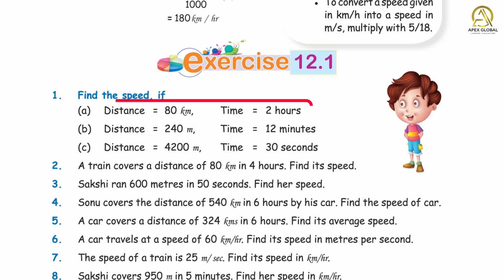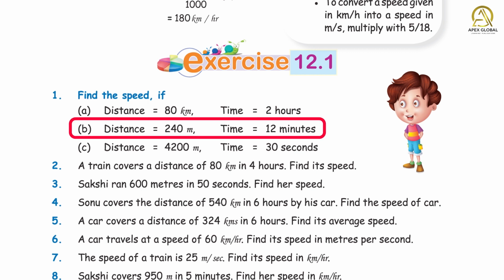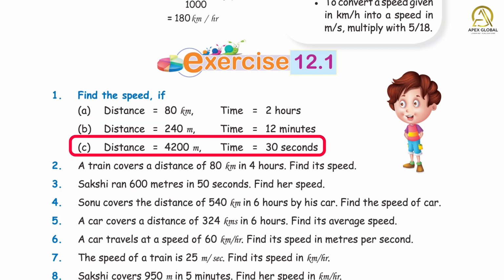Find the speed if A. Distance 80 km, time 2 hours. Answer 40 km per hour. B. Distance 240 meter, time 12 minutes. Answer 20 meter per minute. C. Distance 4200 meter, time 30 seconds. Answer 140 meter per second.